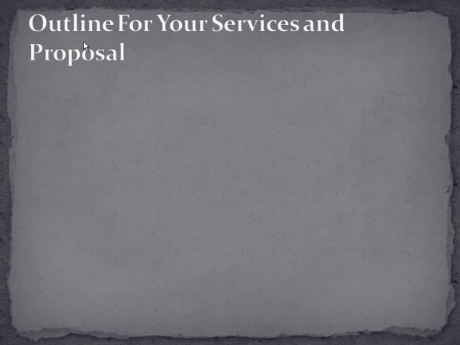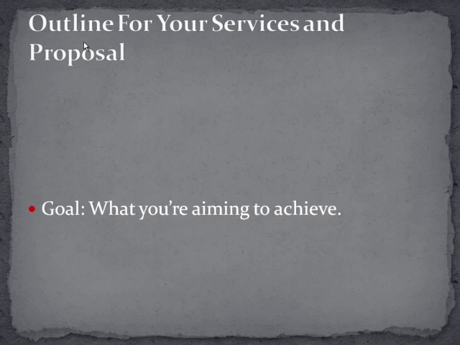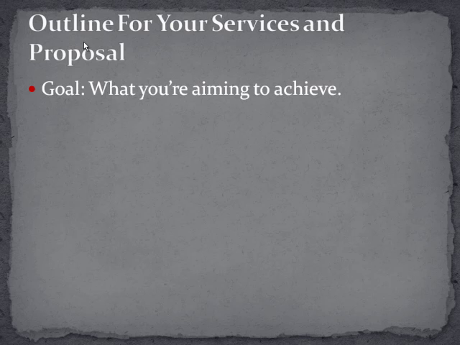Now let's move on to the outline for your services and writing up your proposal. Now this is basically a template. You can follow these templates for your own creation of your services and your outlines and things like that. So I'm going to give you some ideas so that you can understand this in a better light. So the first thing you need to do is figure out what your goal is. What are you aiming to achieve? Like, what kind of service are you going to create?